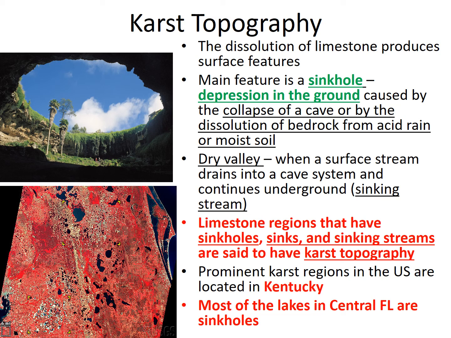All right, karst topography. The dissolution of limestone produces surface features such as sinkholes, which are depressions in the ground caused by the collapse of a cave, or the dissolution of bedrock from acid rain or moist soil. Dry valleys are when a surface stream drains into a cave system and continues underground, which causes a sinking stream. Limestone regions that have sinkholes, sinks, and sinking streams are said to have karst topography. Prominent karst regions in the U.S. are located in Kentucky, and most of the lakes in central Florida are actually sinkholes.